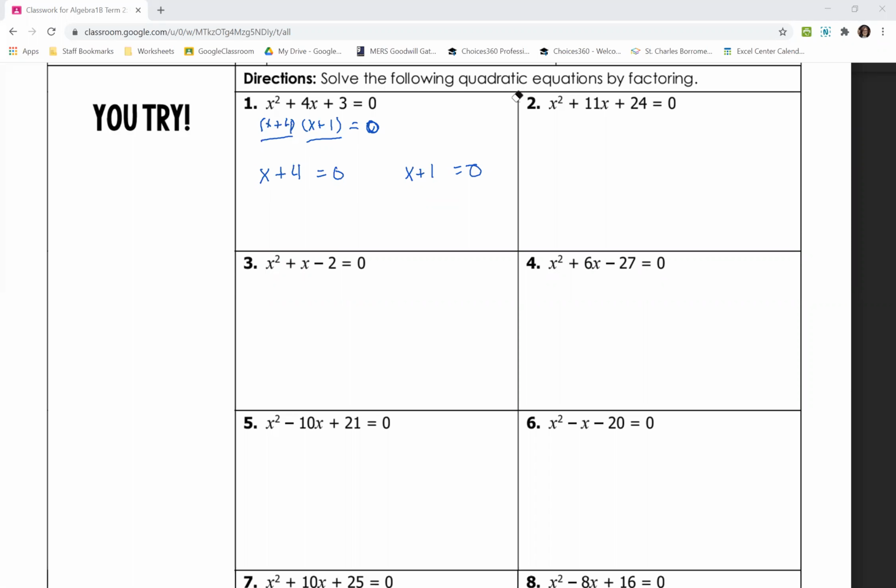If you have x plus 4 equals 0, well, just subtract 4 from both sides, and you're left with x equals -4. All right, if you have x plus 1 equals 0, what do you got to do? You got to subtract 1 from both sides. We're just solving some linear equations. x equals -1. So those are my two answers. And like I said, I'm going to skip writing them in set notation. Okay, I'm going to leave number 2 for you guys.